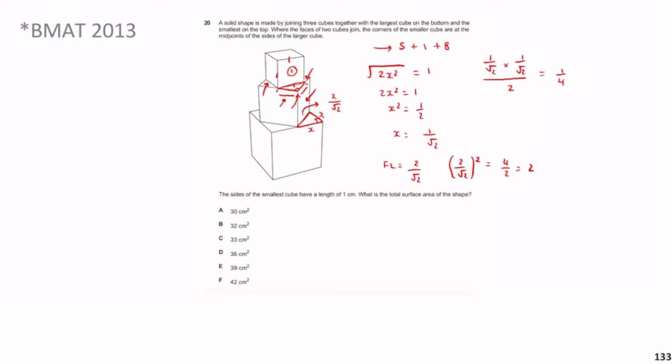So then we basically get the square root of 2x squared equals that length over there, which is 2 over root 2. Square both sides, so 2x squared equals 4 over 2, which is 2. Then take the 2 across, so you're going to get x squared equals 1, and therefore x is just 1. So we get x is 1 as the side length over there. Okay, so now we have x is 1 as the side length.